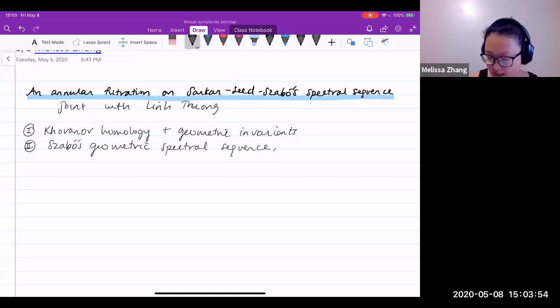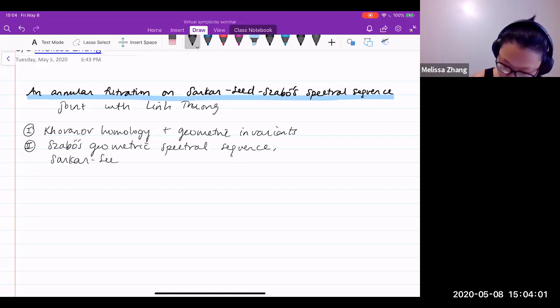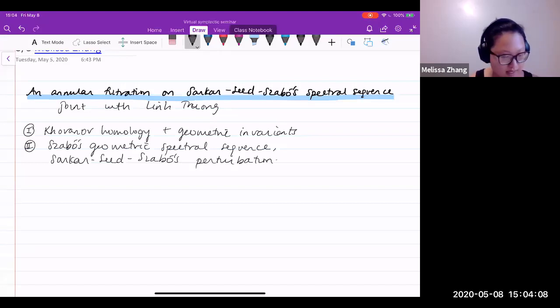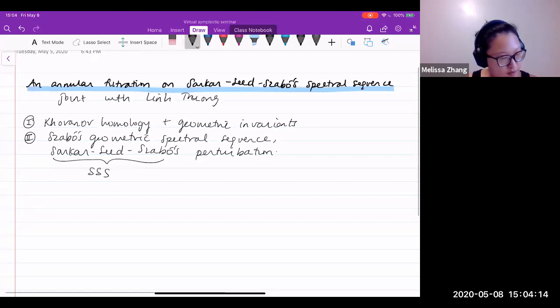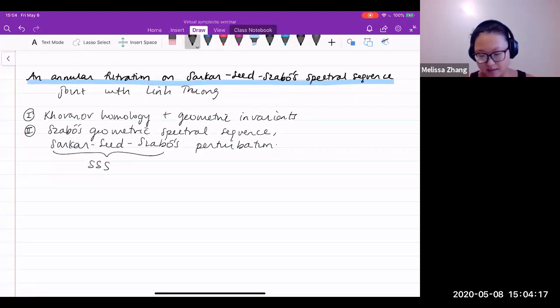And then the main construction that's relevant here is actually Sarkar-Seed-Szabó's perturbation of this. And by the way, I'm probably going to end up writing SSS for this. So really in this section, I want to talk to you about the symplectic version of Khovanov homology defined by Seidel-Smith, because that was the motivation for coming up with this combinatorial theory, which I'll tell you about.